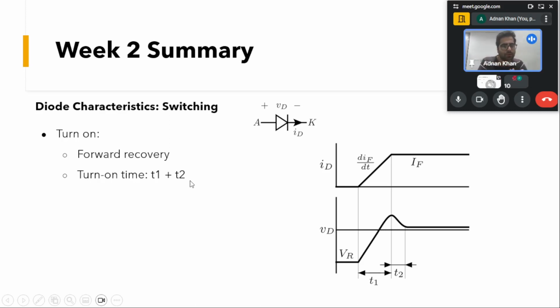Usually you will see this is not given in the data sheet. This is because the turn on time of the devices is very small compared to the turn off time. As such, we usually neglect this. We don't pay much attention to the turn on characteristics as compared to the turn off characteristics.